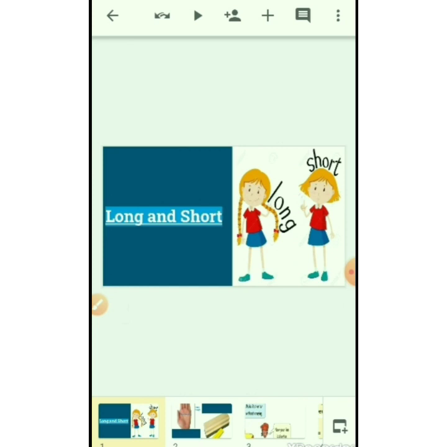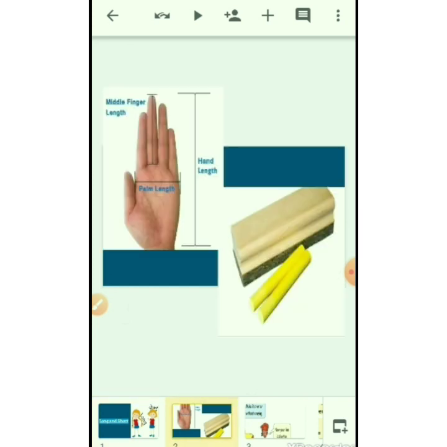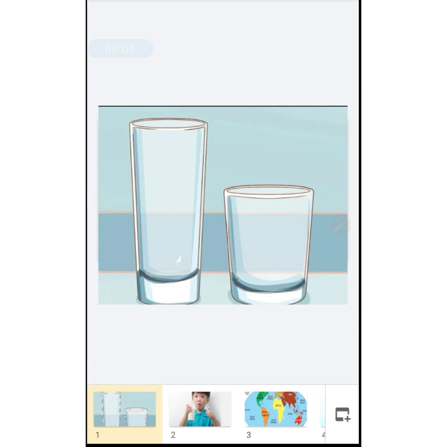Some few examples are, yes, in the first picture, you can see that the length of the finger is shorter than the length of the full hand. Another example, chalk and duster. The length of the chalk is shorter than the length of the duster. That means chalk is shorter than the duster. Class, let's try to understand this concept with more examples.